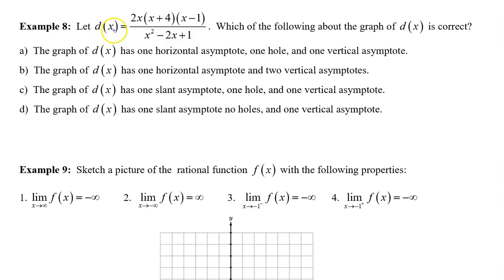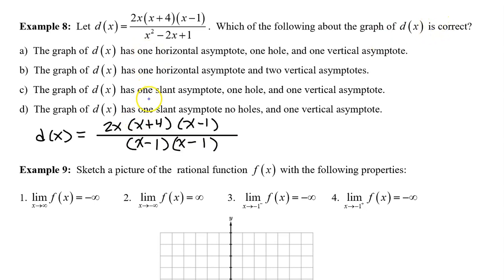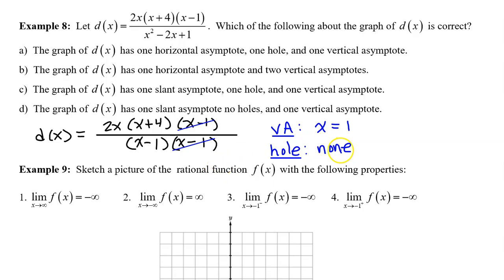Example 8. Let d of x equal this expression. Which of the following about the graph of d of x is correct? Before we look at the options, first of all, let's factor the denominator, so we have this. Notice that the x minus 1 factor in the numerator and the denominator will cancel out. However, because a factor of x minus 1 still remains in the denominator, we have a vertical asymptote at x equals 1, not a hole. There are no holes because there's no factor in the denominator that completely canceled out. These canceled out, but that x minus 1 is still there, so no hole.